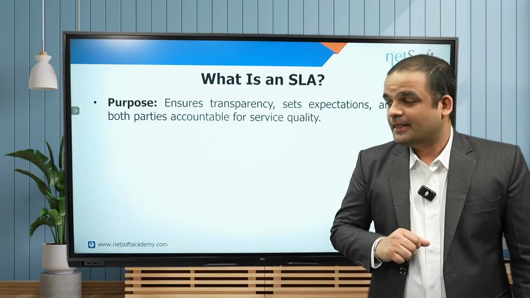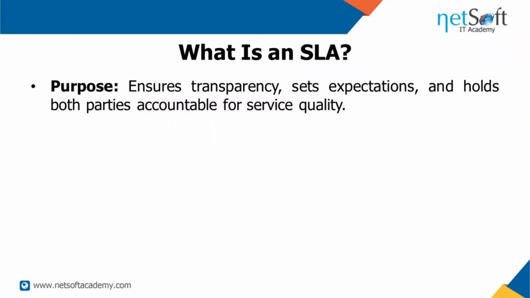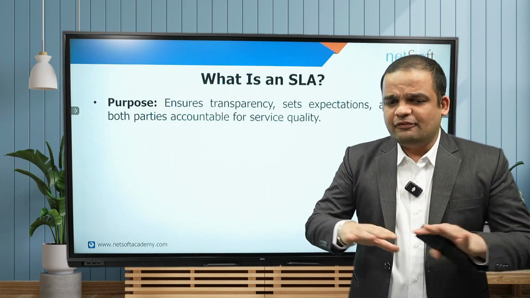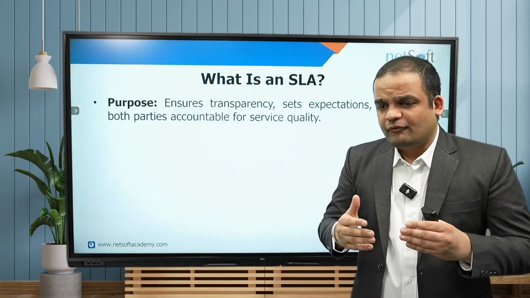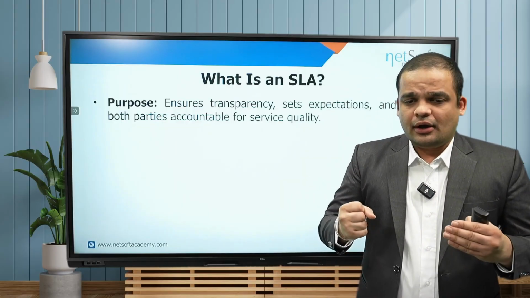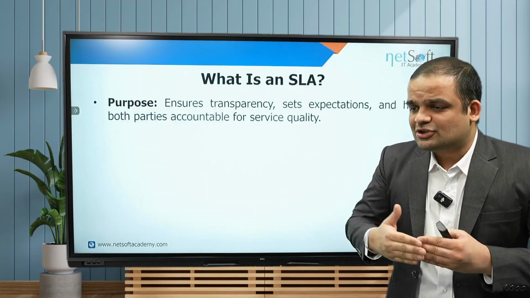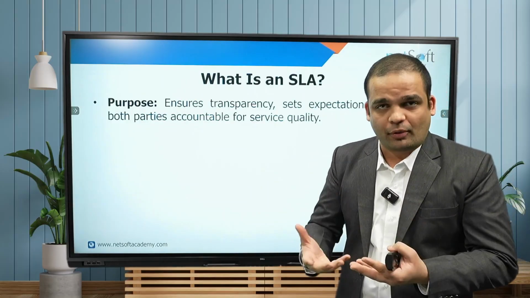Purpose, right? Now, it ensures transparency, sets expectations, and holds both parties accountable for service quality. So this measures the system's capacity to actually handle the workload and also make sure that everyone knows what they are getting into. Everyone means both parties must know a clear boundary, a clear separation of responsibilities, and to what extent they have to actually make sure that the service is performing.